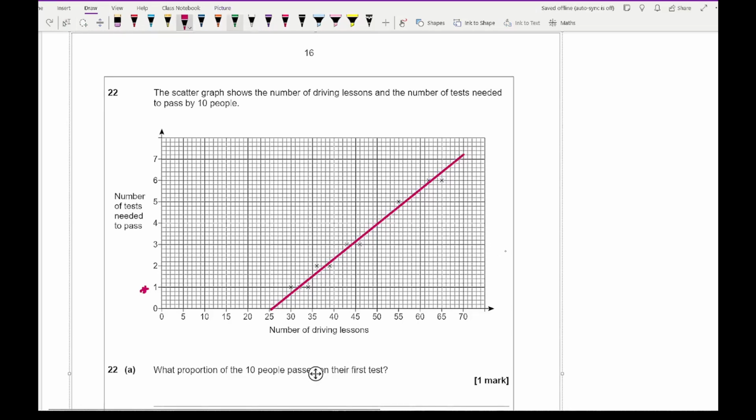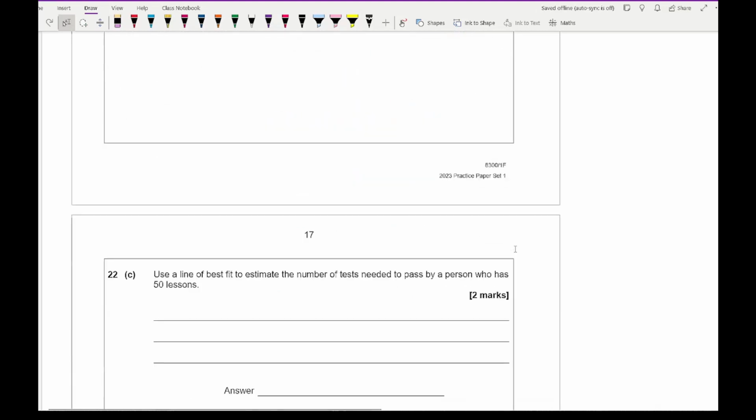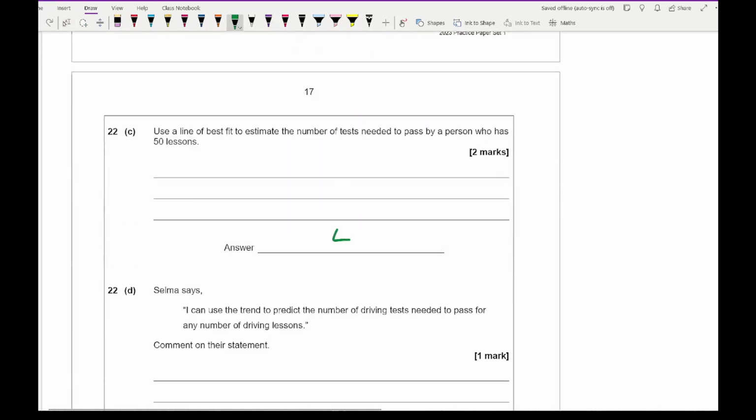Now, once you've drawn your line of best fit, what you then want to do is to find 50 lessons, go up to your graph till it hits your line of best fit, and then scroll across. So I would say that you're looking at 4. So an answer roughly around 4 would be absolutely fine. Now you also want to give a whole number, simply because you can't have a decimal number of tests, so just be mindful of that.